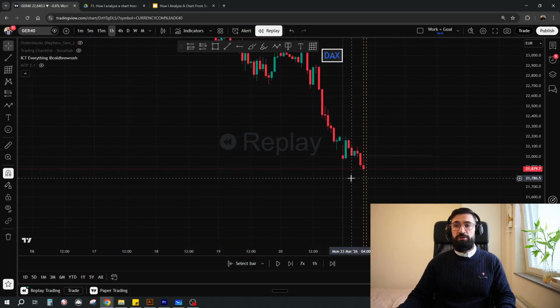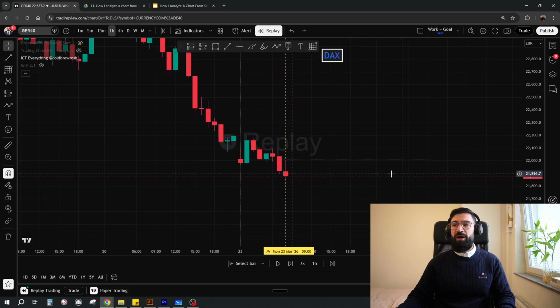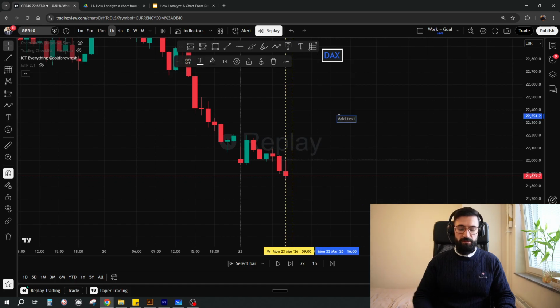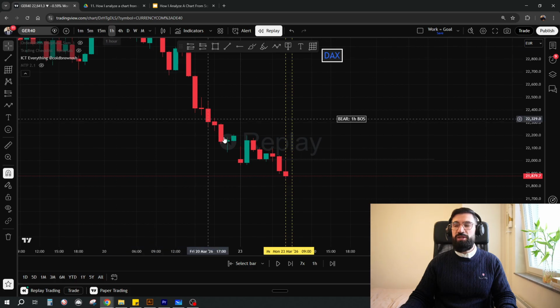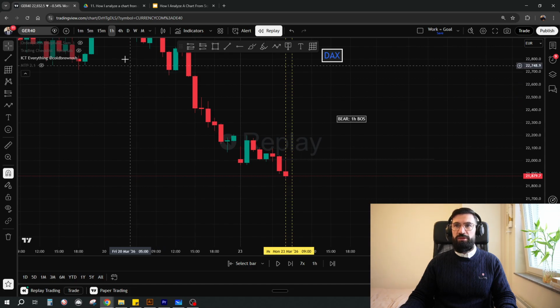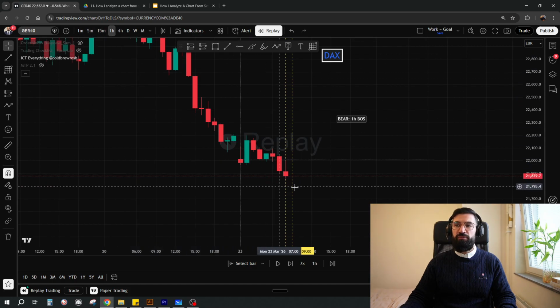Because there is no liquidity swept in this area, my bias for this is bearish. Why? Because there is a 1 hour break of structure. So I'm looking at the higher time frames' break of structure. You can see the time frames that I'm using: 1 minute, 5 minute, 15, 1 hour, 4 hour, daily, and weekly. I'm just using the 1 hour, 15, 5, and 1. These are the four basic time frames that I'm using.